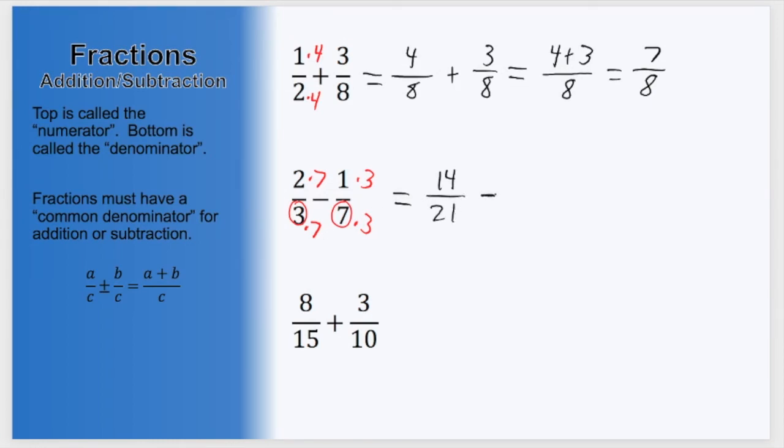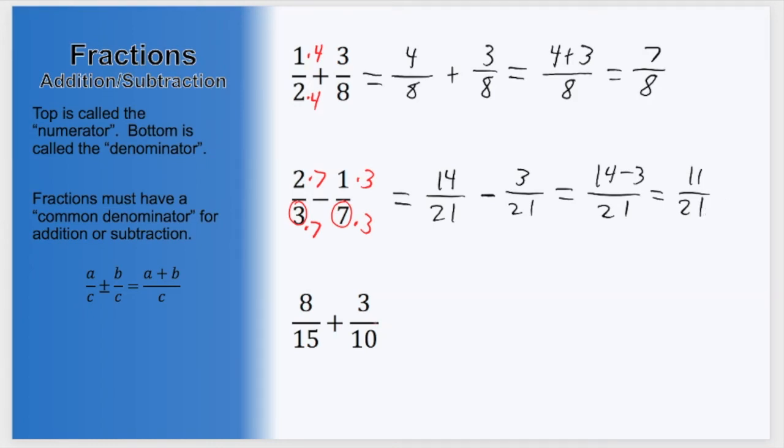Then we'll be subtracting 1 times 3 is 3 on the top, and 7 times 3 is 21 on the bottom. So you see, doing this multiplication, we've ended up with the same denominators. Doing the subtraction will give 14 minus 3 on the top, and still the 21 on the bottom, which is going to give 11 over 21, which is already simplified, so we're done.